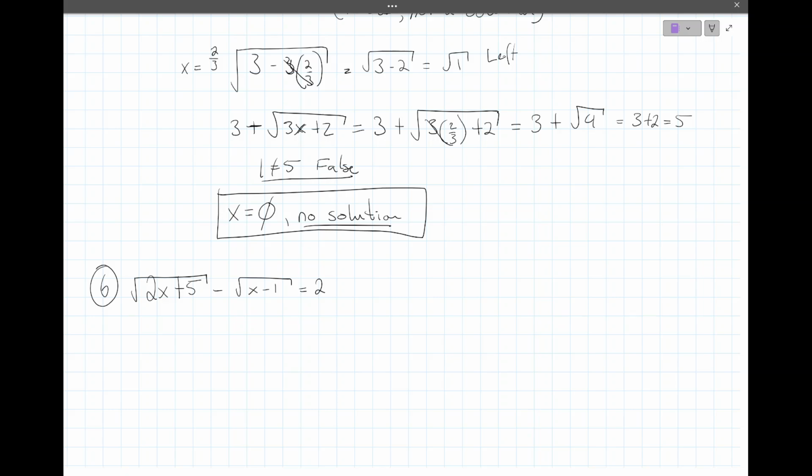Okay, so we're just going to go ahead and take one square root to one side because we can't just keep squaring. So I'm just going to square one side over and over again. We want to try and spread out the radicals on different sides.